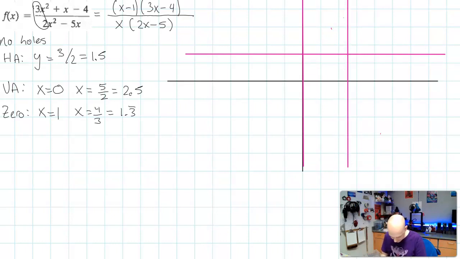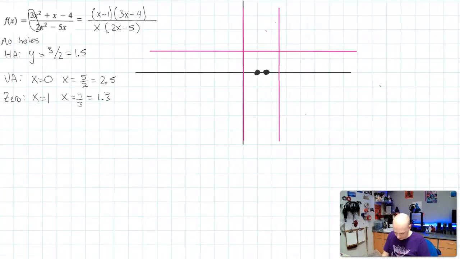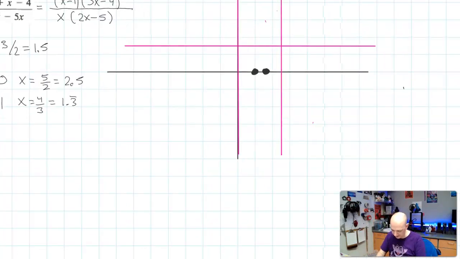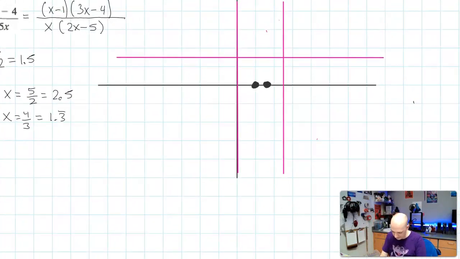Close enough. We have zeros at x equals 1 and x equals 4/3, or 1.3. So real close over here. Okay. What a mess of a graph. Let's check some things out. Let's check some values. I'm going to try to do this without the aid of a calculator, just using that idea of the sign chart and which factors are flipping signs where.